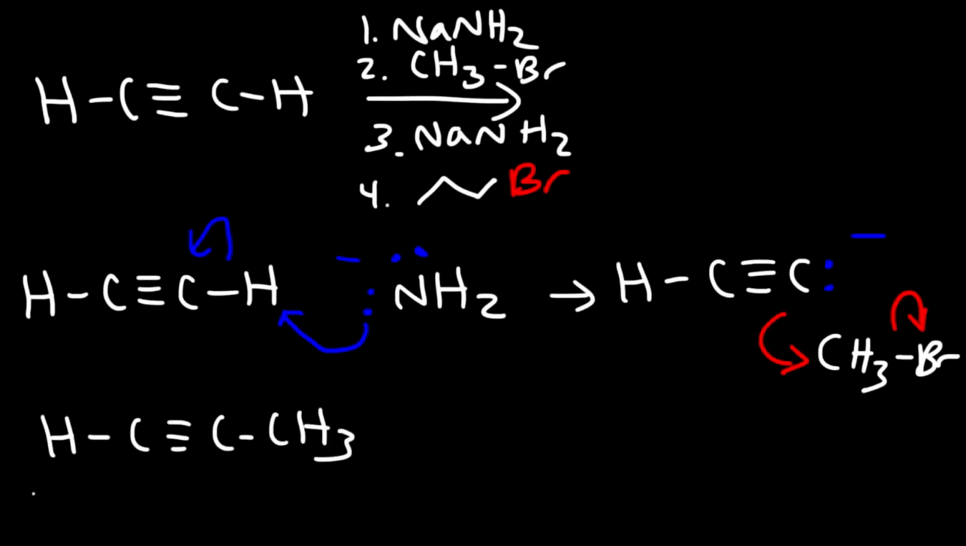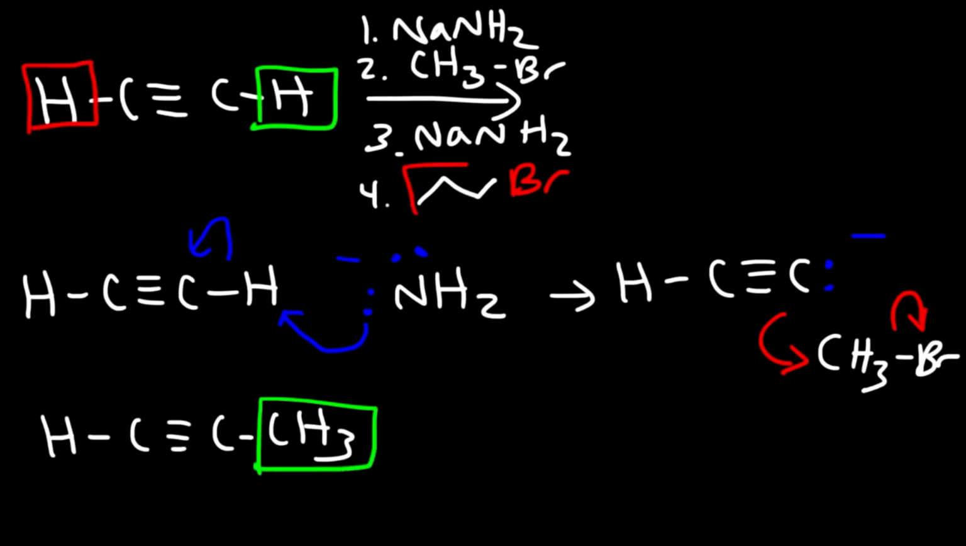So far, we've replaced the first hydrogen with the methyl group. So now what we're going to do is replace the second hydrogen with the propyl group. So I'm going to draw our answer that we have so far backwards. So we're going to react this with NH2- again.